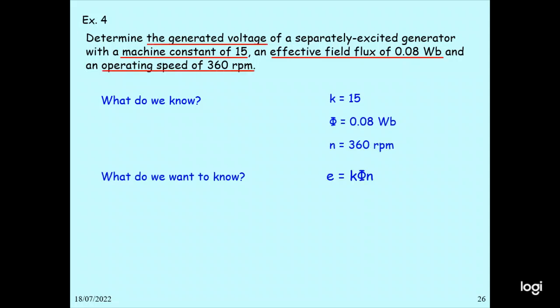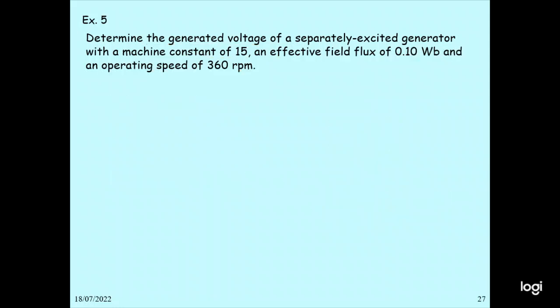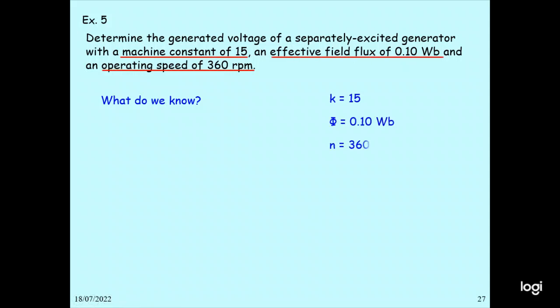Determine the generator voltage of the separately excited generator with a machine constant of 15, effective flux of 0.1 Weber, and an operating speed of 360 RPM. What do we know? K equals 15, phi equals 0.1 Weber, and n equals 360 RPM. What do we want to know? E equals K phi n. So 15 multiplied by 0.1 multiplied by 360, you get 540 volts.